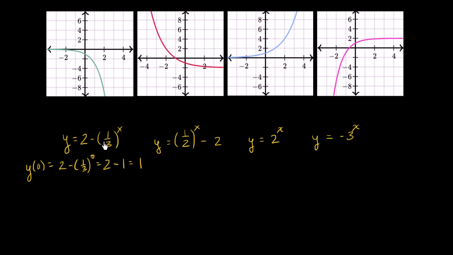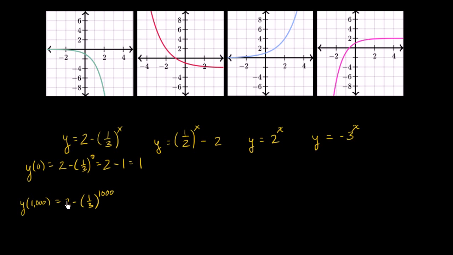Now let's think about the behavior of this function. Let's think about what happens when x approaches a very, very large number. So when x approaches a very large number, let's just imagine y of 1,000. And 1,000 really isn't that large of a number, but that's going to be 2 minus 1/3 to the 1,000 power. Well, a third to the 1,000 power, that's going to be a very, very, very small number. We're multiplying a third times a third. You're taking 1,000 1/3s and multiplying them together. So you're going to get a number very, very close to 0.